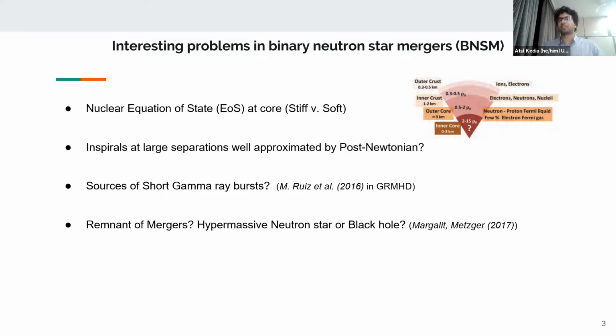So all these are very interesting reasons why one should study binary neutron star mergers. In our research, we study just the first of these, which is finding the nuclear equation of state at the core, at the highest densities.